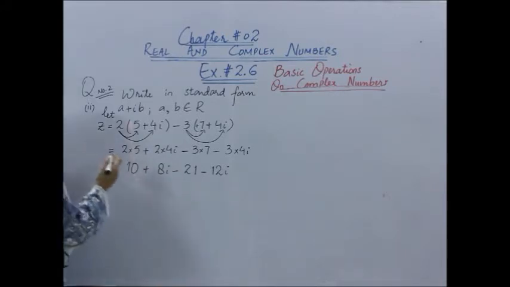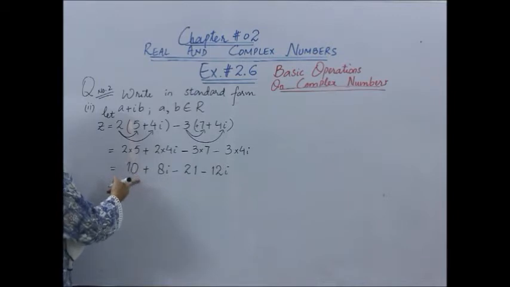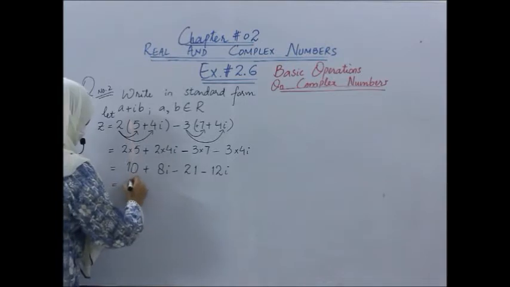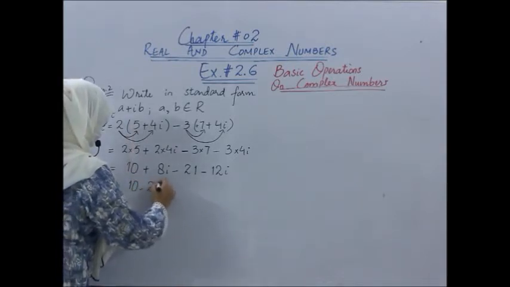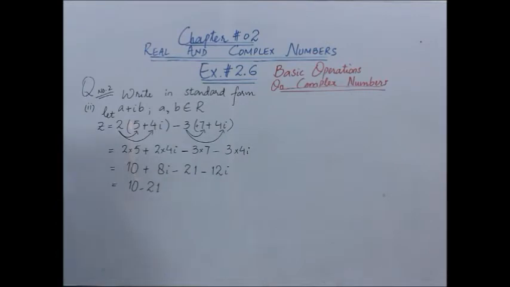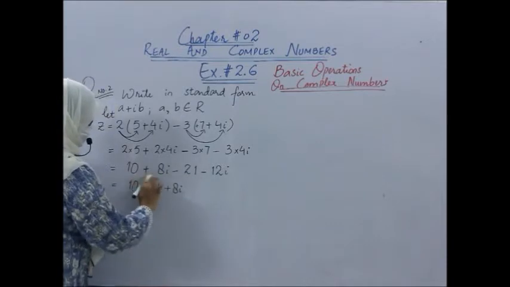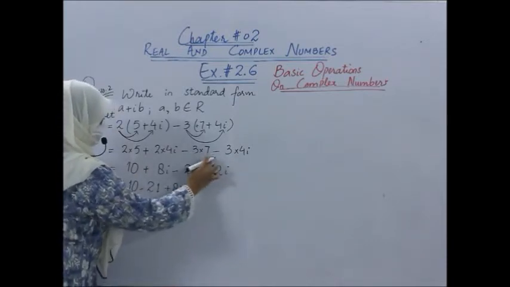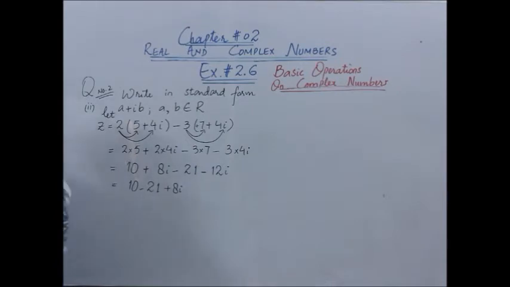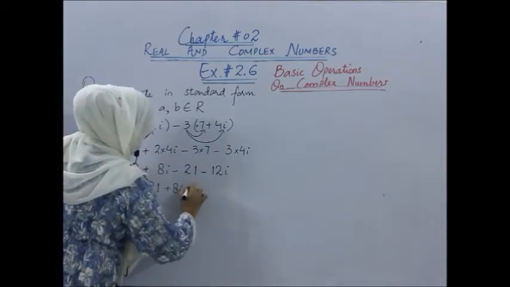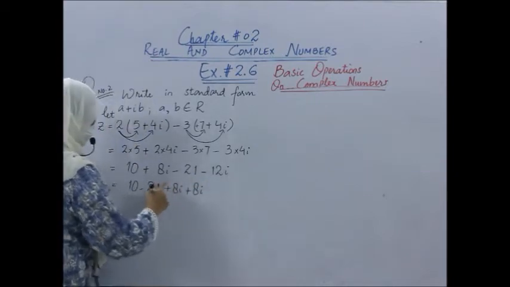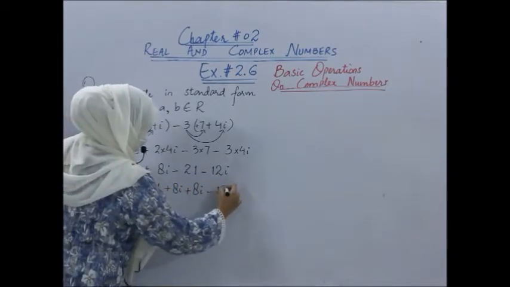Here, we will rewrite the above equation with the real part with the real part and imaginary with the imaginary part. So here, we will write it down, 10 minus 21. Fine. The sign which is just before that number would be written with that number. Don't forget this. So now plus 8 iota. Fine. Plus 8 iota with what? Minus 12 iota. So don't forget to write down the sign which is just before that number. So plus 8 iota minus 12 iota.